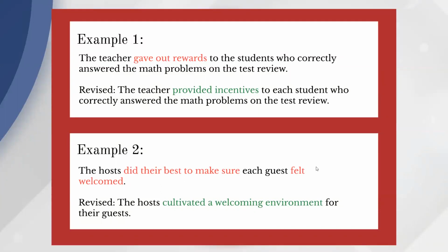Here's another really good example. Example number 2 reads, the hosts did their best to make sure each guest felt welcomed. Let's jump right down to that revised example, which reads, the hosts cultivated a welcoming environment for their guests. This one really made that sentence more concise. Rather than taking a lot of words to say that they did their best to make sure each guest felt welcome, they cultivated a welcoming environment. That really strengthened up that sentence and made it more concise and clear for our readers. And always take the opportunity to do that in your writing to make sure that your audience has clarity.